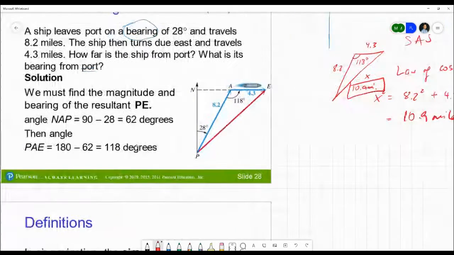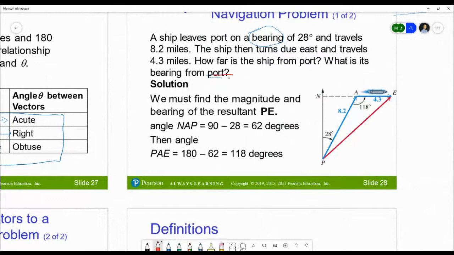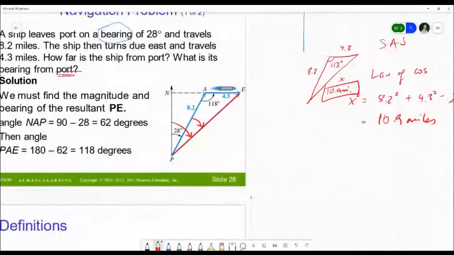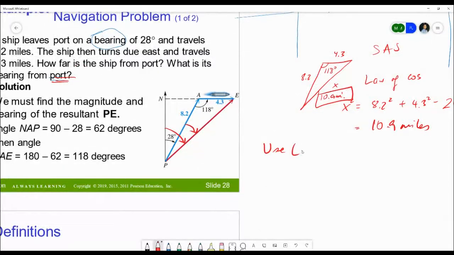Next, they asked us what is its bearing from the port. What they want us to know is basically what this angle right here is. In order to find that angle, I need to find out what this angle of the triangle is. We can do that easily because we can use the law of sines. This is our missing angle, theta, but I have a ratio, which is 118 and 10.9 miles, that I can use to find my missing angle theta.